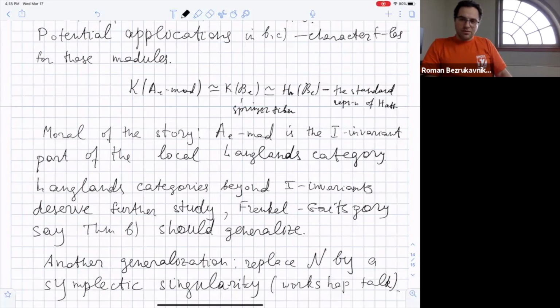geometric Langlands really talks about the bigger categories, which are categories of representations of the full p-adic group, and there is a proposal by Frenkel and Gaitsgory, which actually generalizes this theorem B above. So yeah, I think that's a really interesting direction to study. And another generalization that I have not touched upon here is replacing the nilpotent cone by other symplectic singularities, but I will maybe mention this in my workshop talk. Okay, so that's it. Stop here.